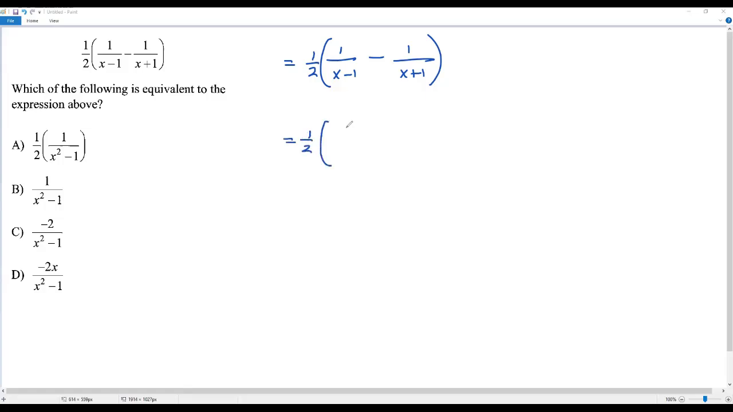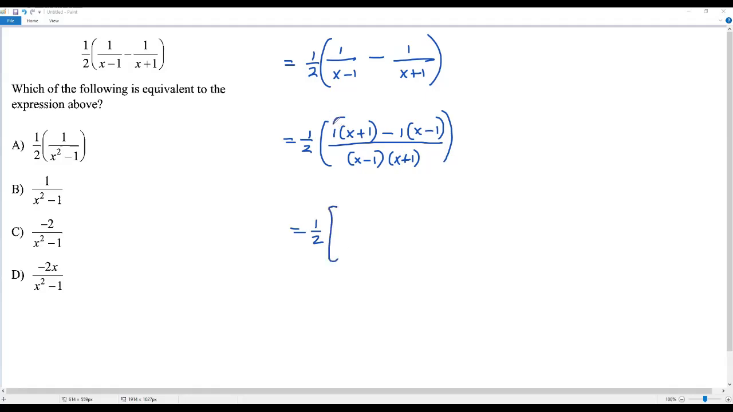1 over 2 times. I'm going to multiply this numerator 1 by this denominator x plus 1. Then I'm getting 1 times x plus 1. I'm taking this negative as it is. I multiply this numerator 1 by this denominator x minus 1. Then I'm getting 1 times x minus 1, divided by the product of the two denominators, that is x minus 1 times x plus 1. Okay, let me continue to the next step.